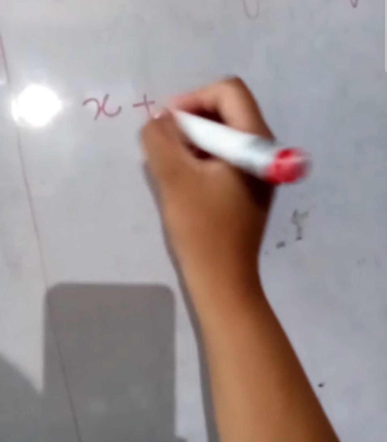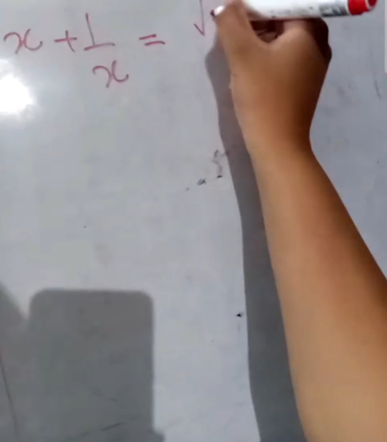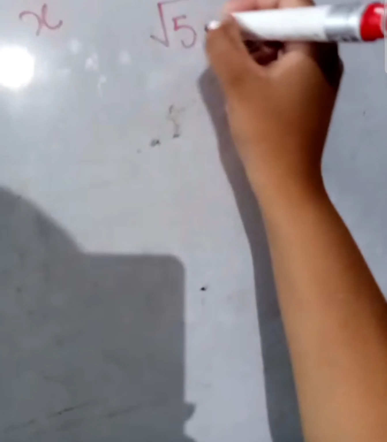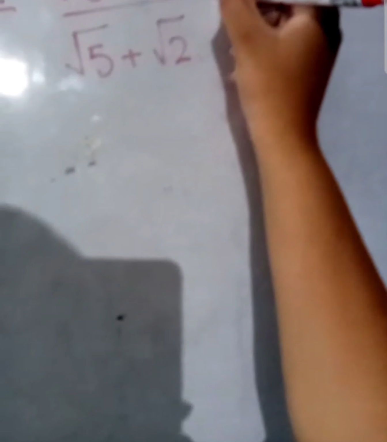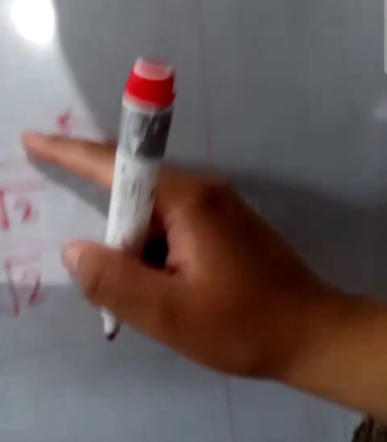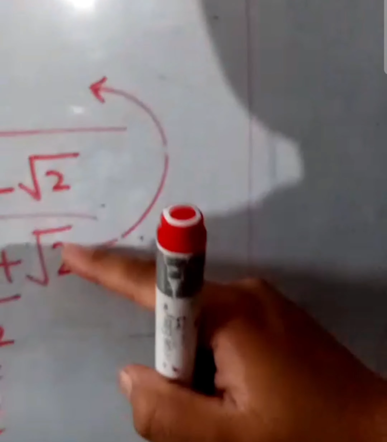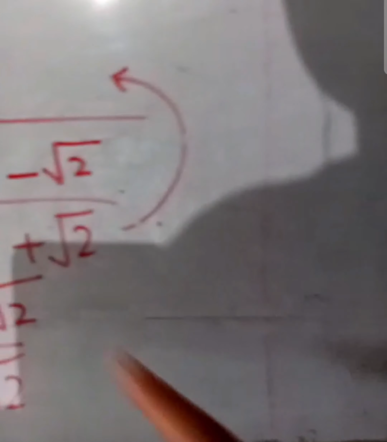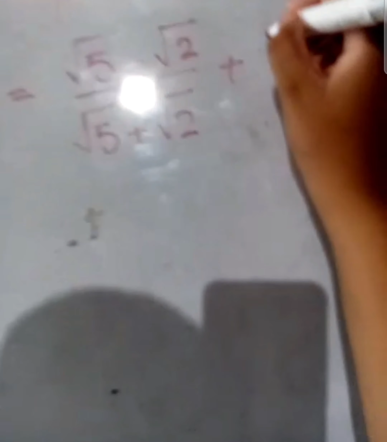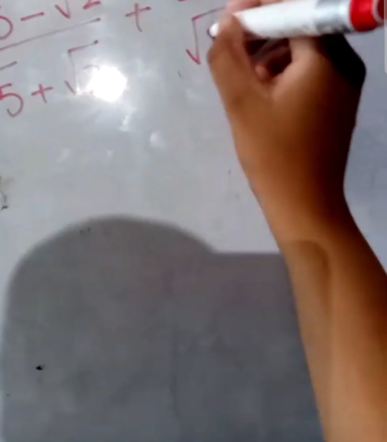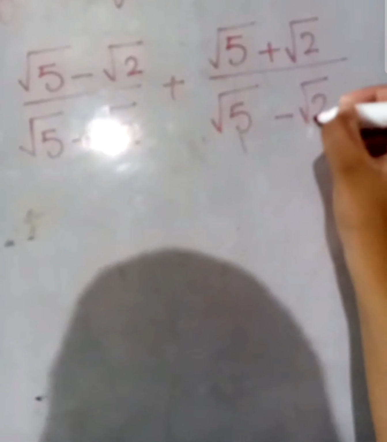According to the question, x plus 1 by x is equal to, here I will write down the value of x, that is (square root 5 minus square root 2) divided by (square root 5 plus square root 2), then the sign of plus, and the value of 1 by x. Keep in mind, when we are having three terms in one fraction, the third term will be shifted towards the first numerator. So this is the value of 1 by x: square root 5 plus square root 2 divided by square root 5 minus square root 2.